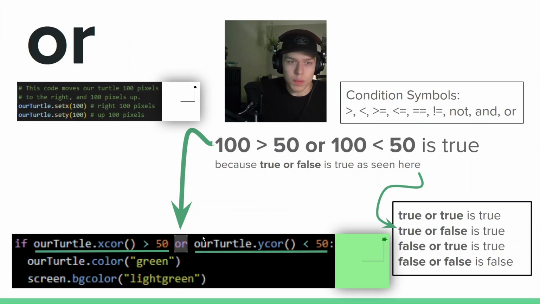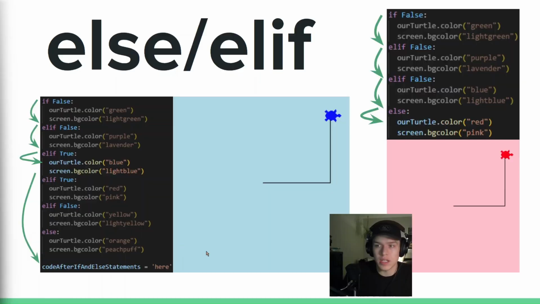Notice I put "or" between the two conditions in this situation. This "or" word makes the if statement true only if either or both of those conditions on each side are true. As you can see here, only one of the conditions is true, and that is enough to make the if statement true, causing the code which turns the screen green to run.